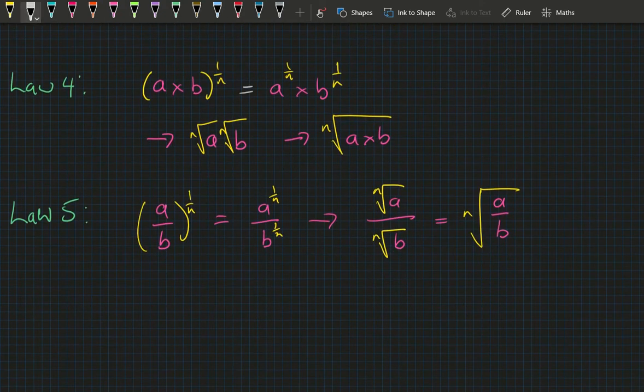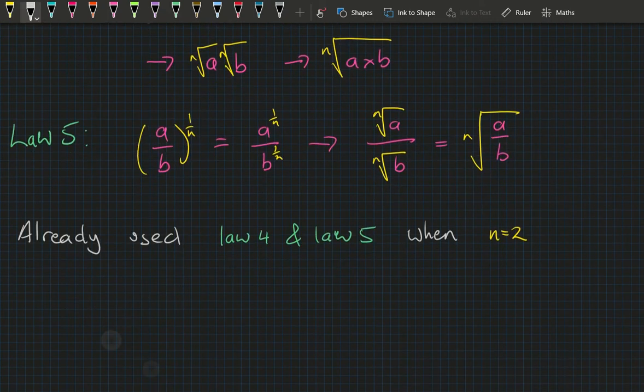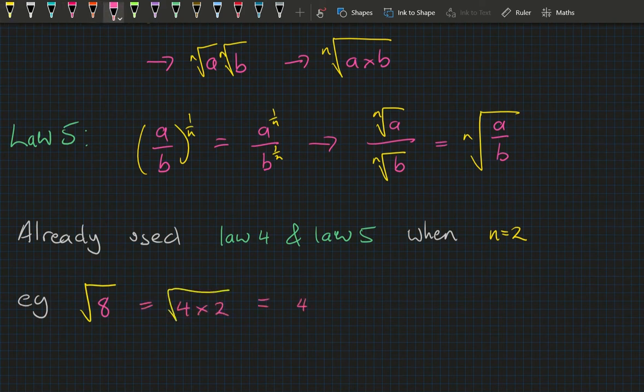Now, if you cast your mind back to the surds unit, we've already seen some of laws 4 and 5 when n equals 2. So for example, the square root of 8 was equal to the square root of 4 times 2, which is equal to the square root of 4 times the square root of 2. And because the square root of 4 is 2, we can rewrite that as 2 times root 2.